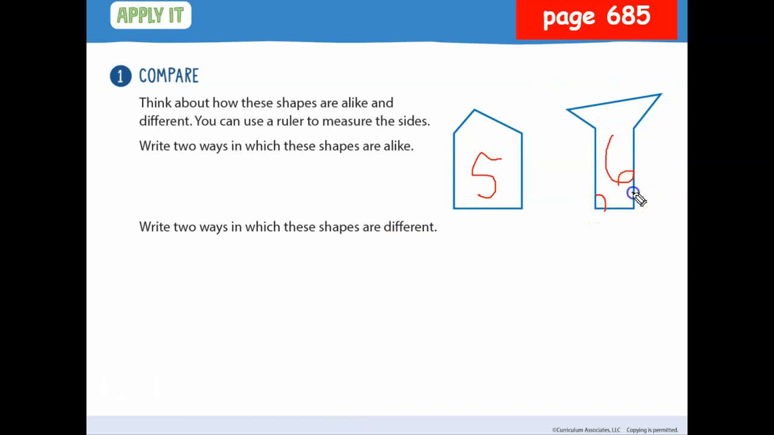And this one has 4 angles. You see the corners right here? 4 angles, and thankfully this could be an angle too right here because it's all the way around. So you could say that's 1, 2, 3, 4, 5, 6 angles, and this one only has 1, 2, 3, 4, 5 angles. That's another difference.